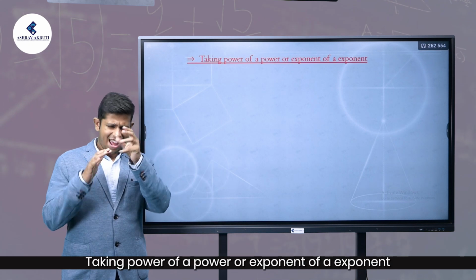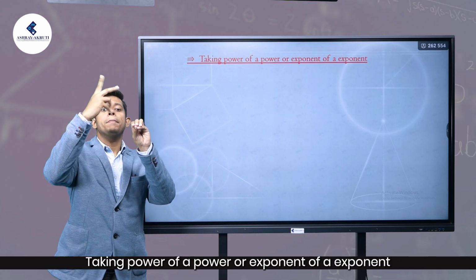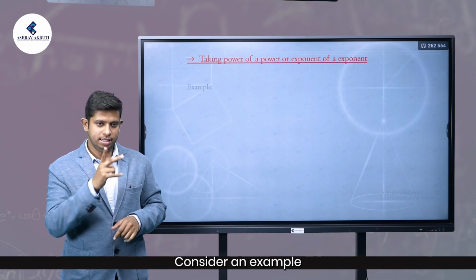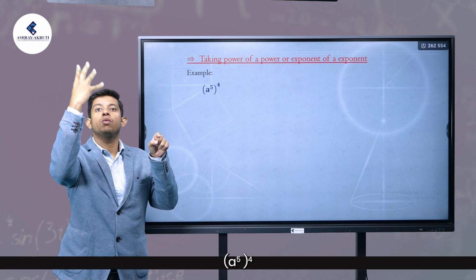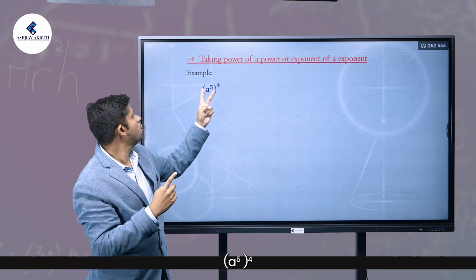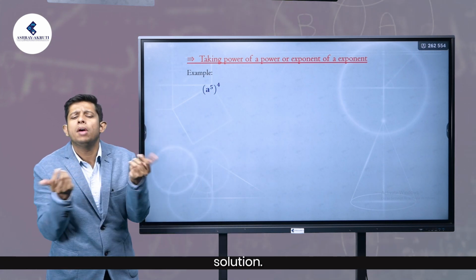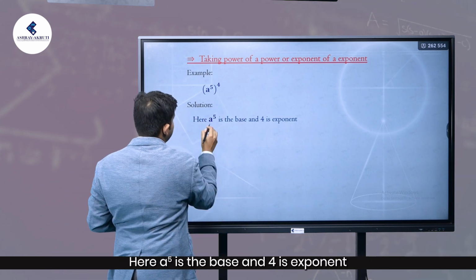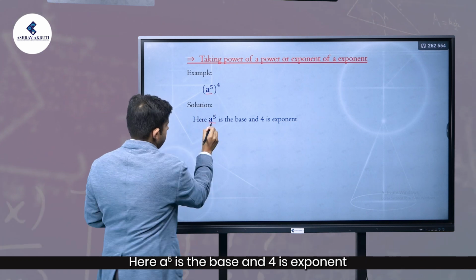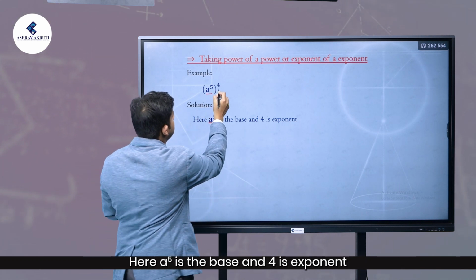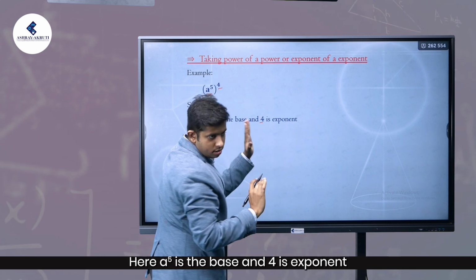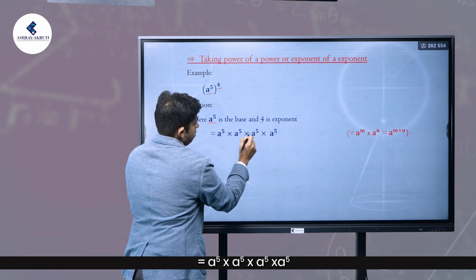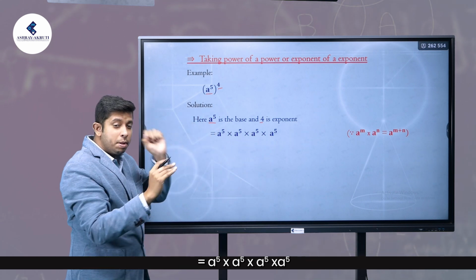Taking power of a power, or exponent of an exponent. Consider an example: a to the power of 5 whole to the power of 4. Solution: here a to the power of 5 is the base and 4 is the exponent. A to the power of 5 into a to the power of 5 into a to the power of 5 into a to the power of 5.